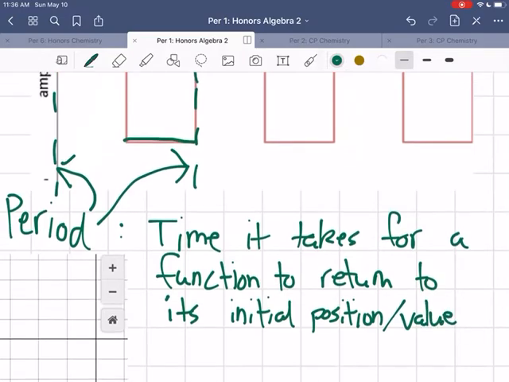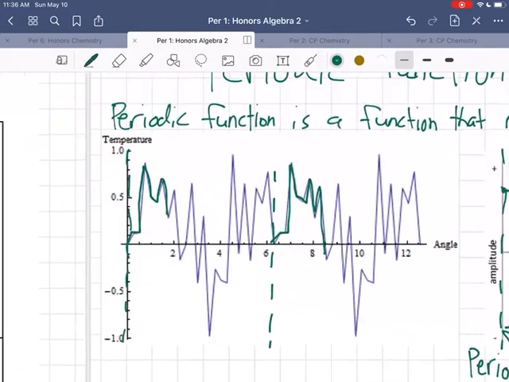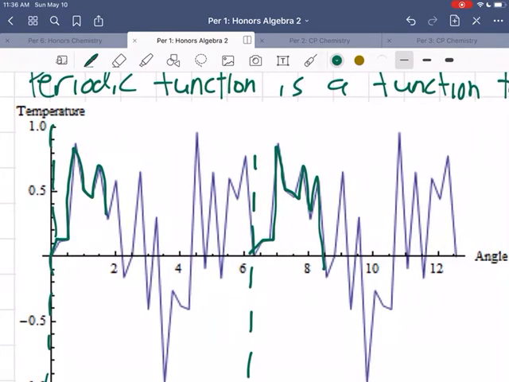You have to be careful though, because over here on this one, it looks like we return to the same value here that we started with, which is 0 here, and we return to it again here and here, but it's not necessarily a new period. It doesn't exactly mimic its own behavior until we get all the way out here. That is the beginning of the next period.